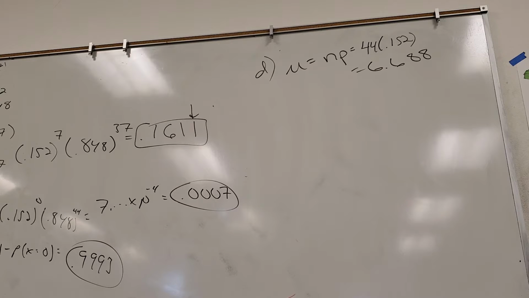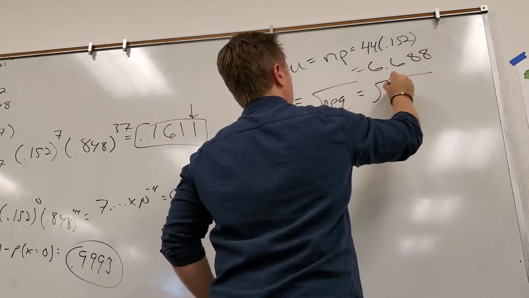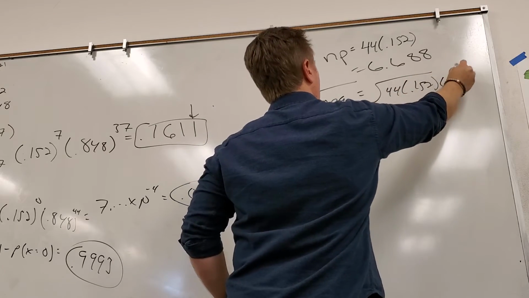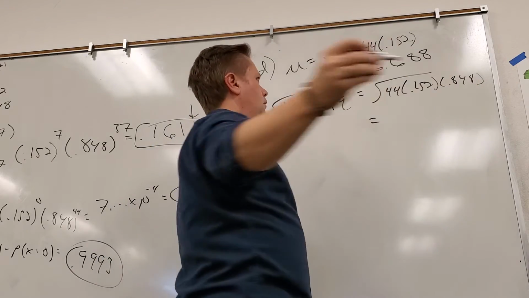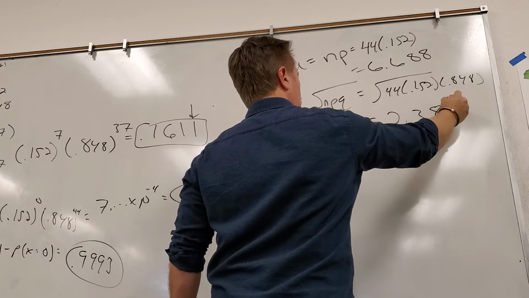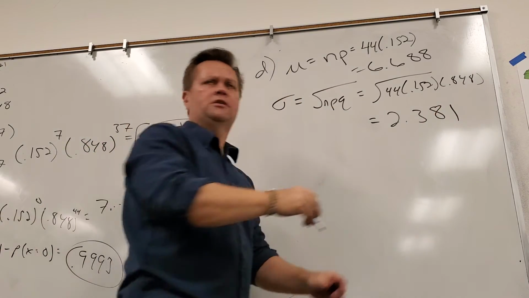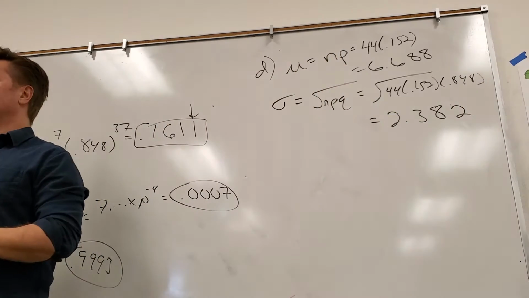So just knowing what I expect to have happen isn't good enough to know if something's weird. I also have to know how spread out the occurrences are. Then I can put those together and figure out if it's weird. So what's the standard deviation? What did you guys get for that? 2.381, 2.382? Yeah. Is that what you guys got? Okay. Did everybody make it that far?